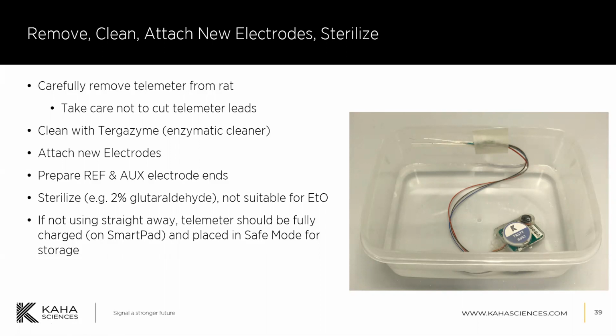just before surgery. And then these electrodes can be very carefully wiped with a 70% alcohol solution just to make them as sterile as possible, but taking great care not to damage the tip of that carbon paste electrode, because that will change the sensitivity or could even damage it beyond use. If you're not using the telemeter straight away, it can simply be put on the SmartPad and checked with the configurator system to make sure it's fully charged before placing it in what we call safe mode, which is essentially turning the telemeter off, and it can be put away for storage until you are next ready to use it.